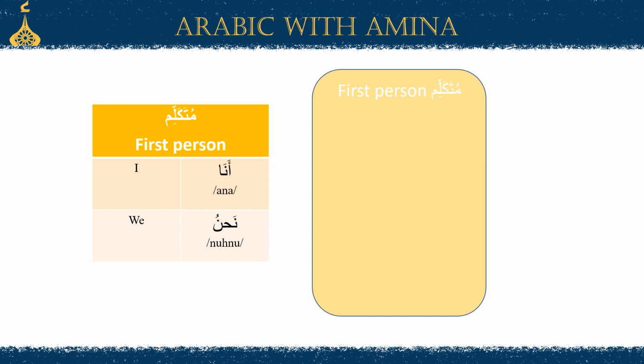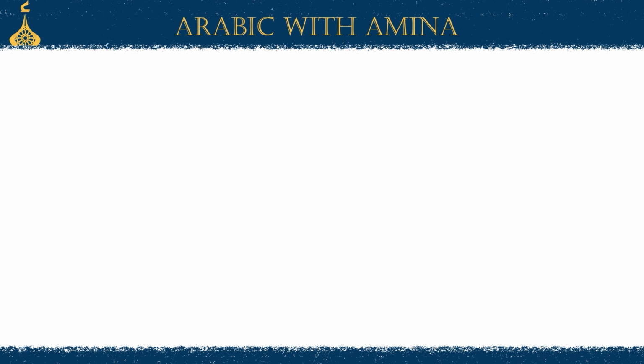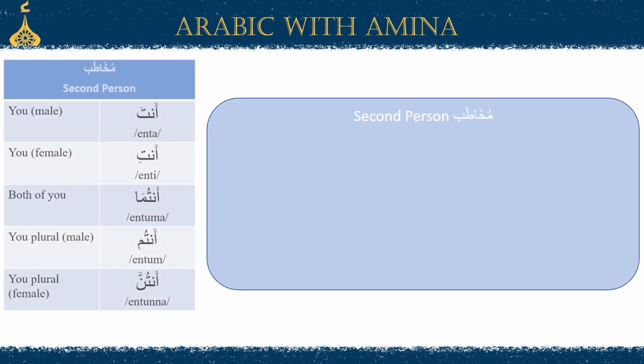So let's put what we learned into a few examples. We'll start with the first person, which is either I or we. Ana Amina, which means I am Amina. نحن نتكلم. We are speaking. A few examples for the second person pronouns.